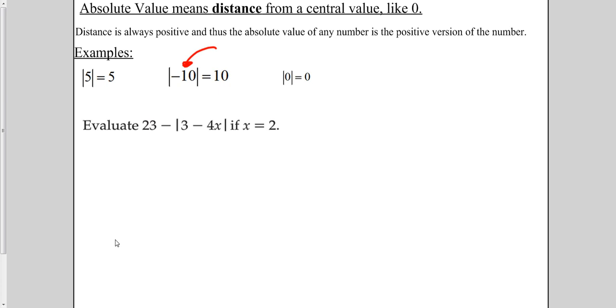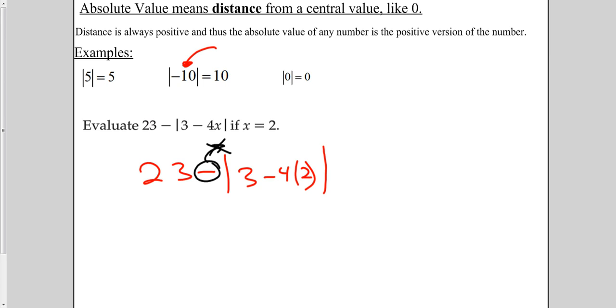We can actually evaluate an expression with an absolute value. We have 23 minus the absolute value of 3 minus 4x, and they tell us x is equal to 2. The first thing we're going to do is, with parentheses, plug in. We evaluate by plugging in the number where the variable is. Since we have an absolute value, it is not like parentheses, so we're not going to distribute across the absolute value. This negative is not going to go in. It's going to stay right where it is.